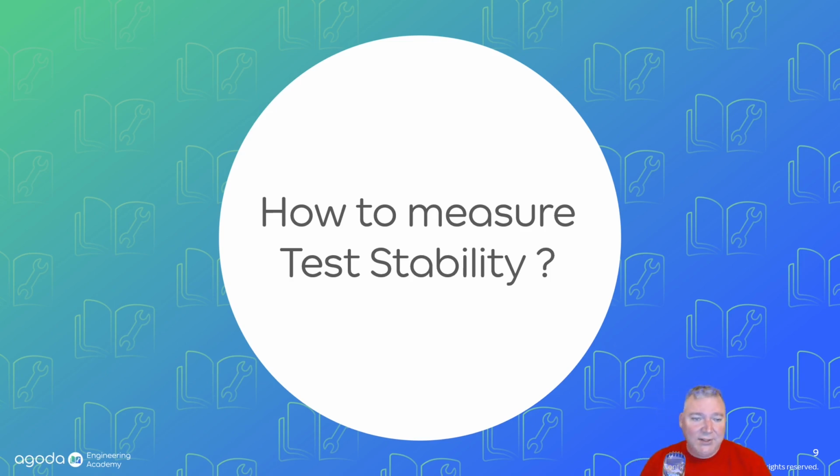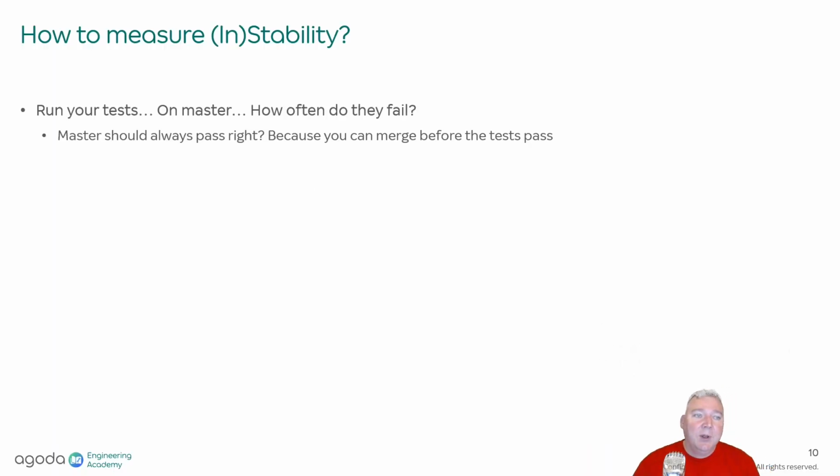So how to measure testability? How do we know the impact? What we generally do is we run our tests on master on a regular basis and look at how often they fail, right? Because your master branch or your main branch should always pass, because you can't merge before the tests pass.